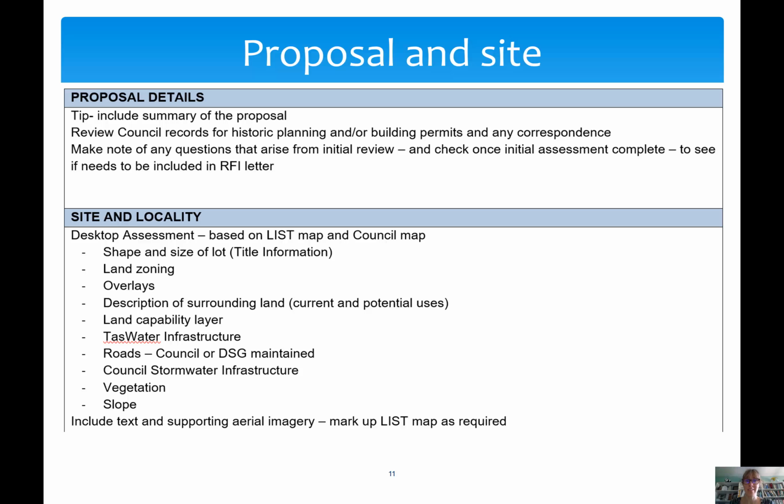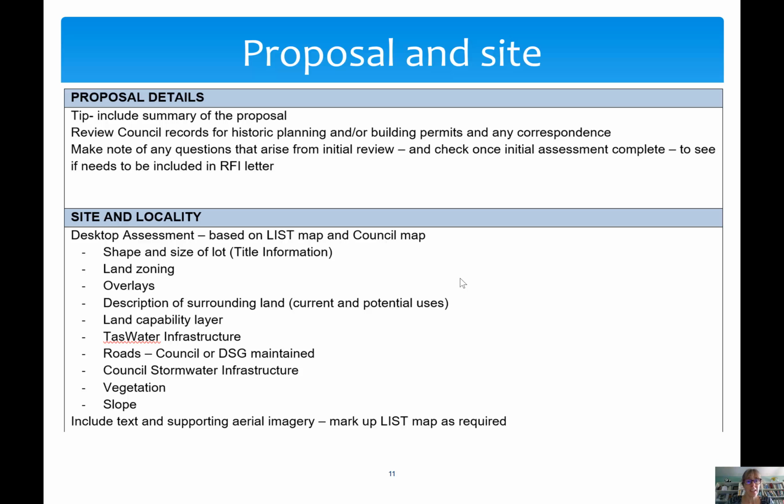Always if there's a representation, because if it goes through to appeal, it's important that the final assessment, the planner has been on site and they're very sure about the advice that they're providing. So the any historic building permits, any correspondence, and note all of these. So if there needs to be a request for information, then it's not done repeatedly, that this is all dealt with as part of a smooth process.